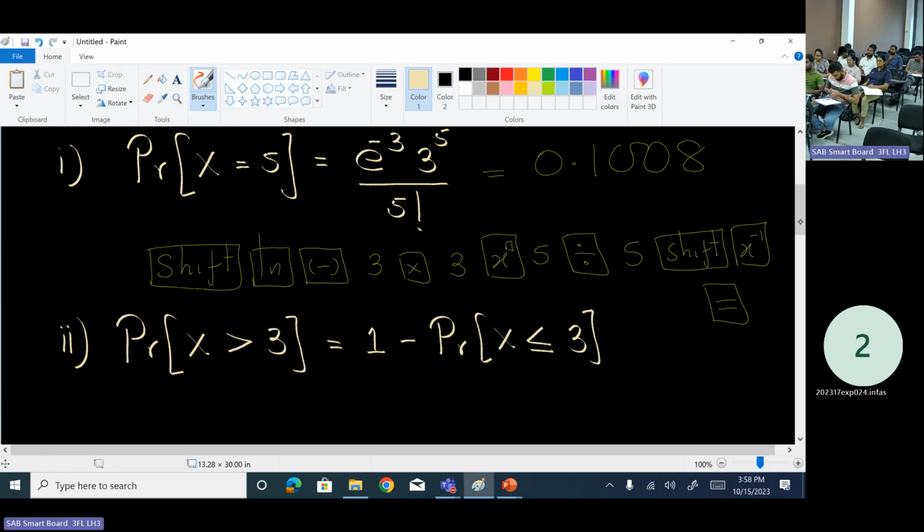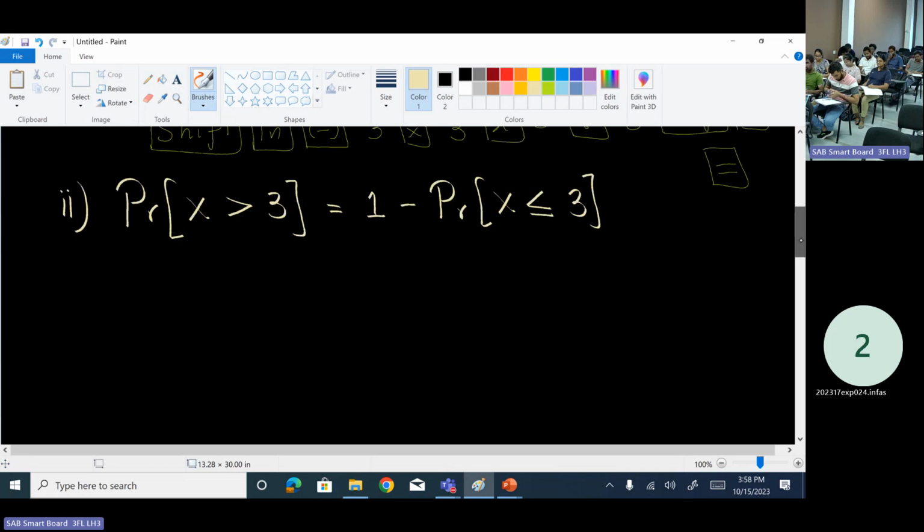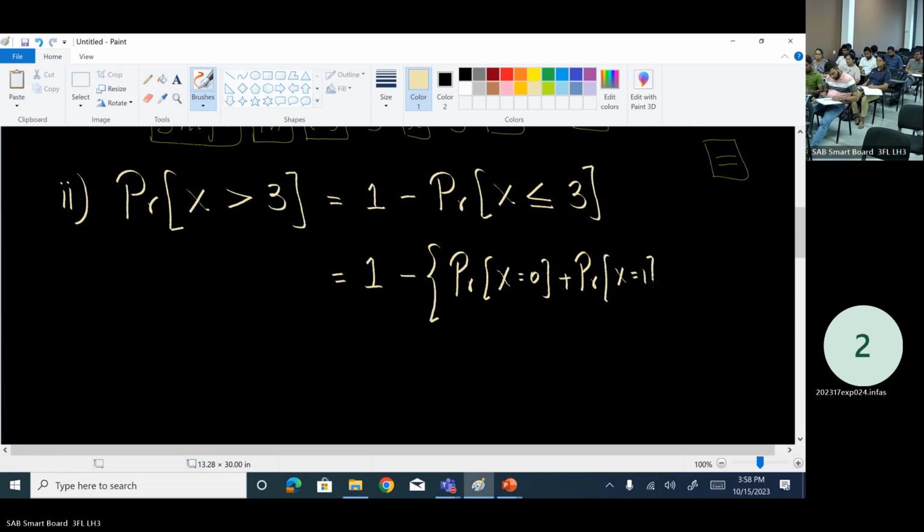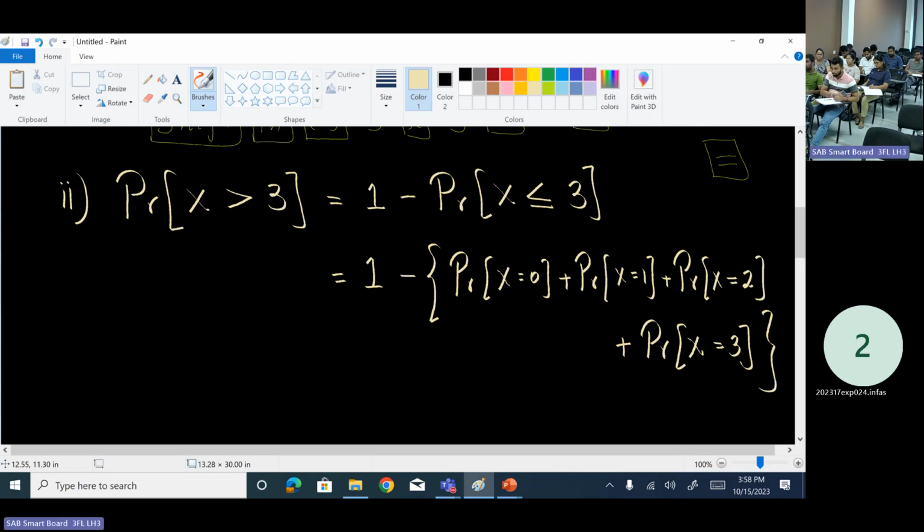So what are the possibilities for the second component? Here, equals 1 minus possibilities. So here, x can be 0, plus x can be 1, x can be 2, plus x can be 3. So individually we evaluate, subtract from 1, we get the answer.